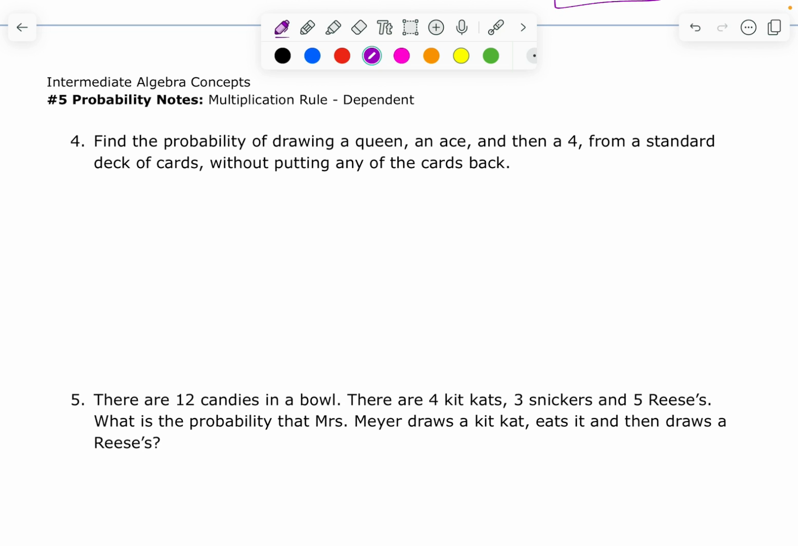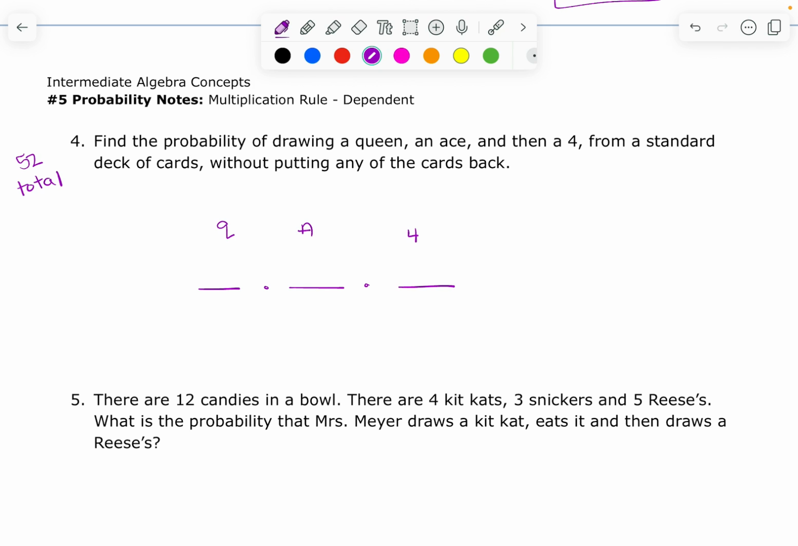All right, on to number 4. Find the probability of drawing a queen, an ace, and then a 4 from a standard deck of cards without putting any of them back. Okay, deck of cards, I know I have 52 total. The amount of cards I'm picking up are going to be 3. The first one I want is a queen. The second one I want is an ace. The third one I want is a 4.